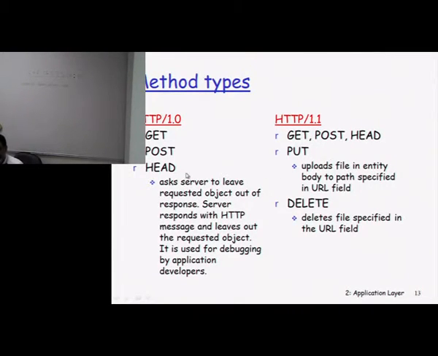It is used for debugging by application developers, whereas in 1.1 PUT uploads a file in the entity body to the path specified in the URL field, and DELETE deletes the file specified in the URL field. Here it keeps a copy on the server, whereas here it uploads the file in the body to the path specified in the URL, and it deletes the file specified in the URL from the server. Okay, we will stop here, and from here we will continue in our next lecture.